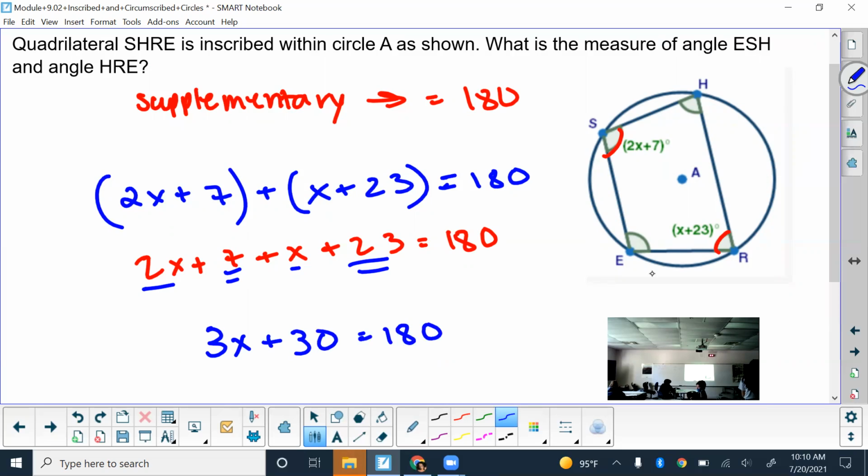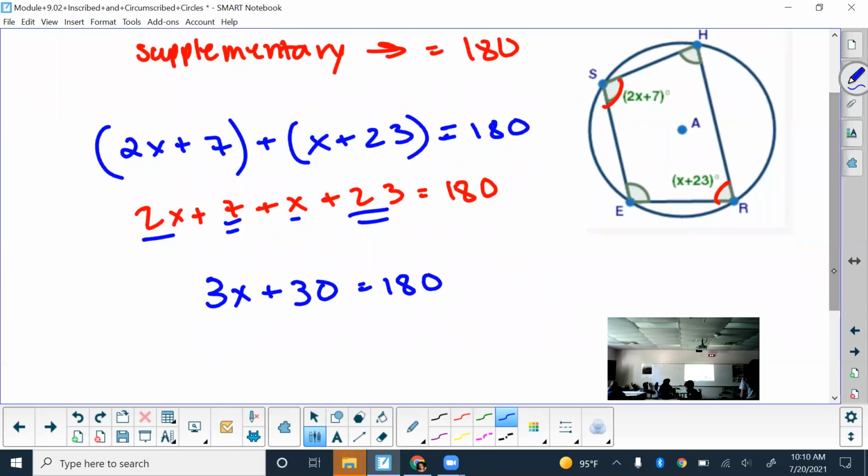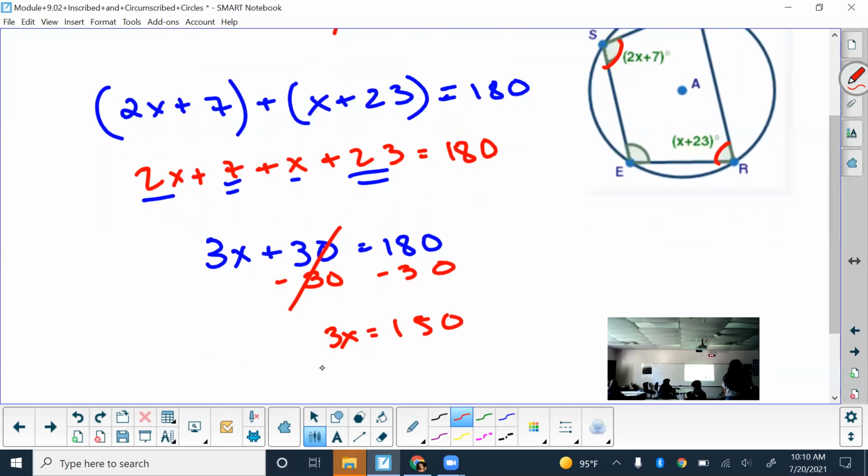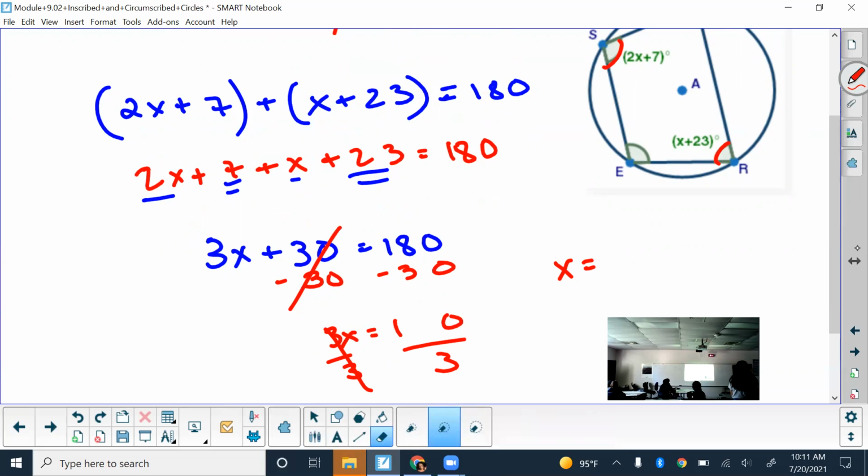All right, so far we're here. Now we can start isolating x. Start with what's farther away from the x. So I'm not going to get rid of the 3 because that's right next to it. We're going to subtract 30 on each side. We get 3x equals 150. Opposite of multiplying by 3 is dividing, so divide by 3 on each side, and x equals 150 divided by 3, 50.